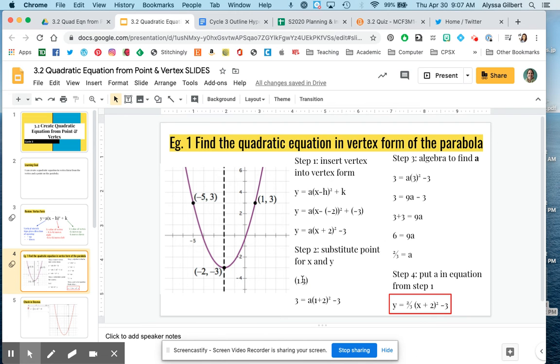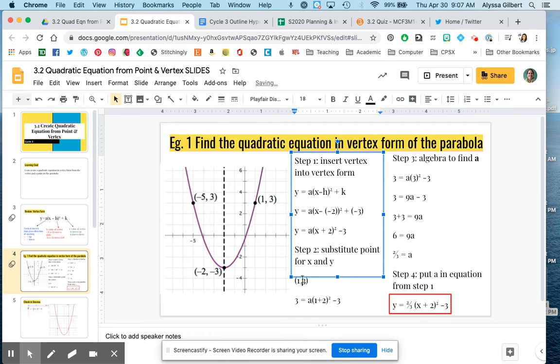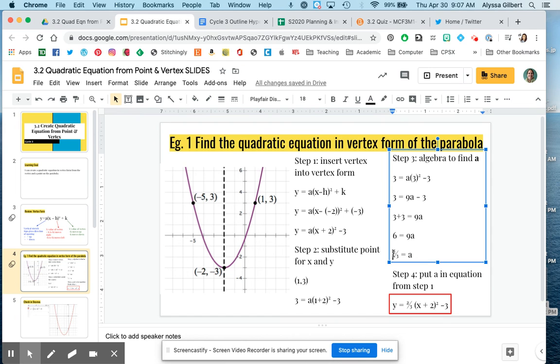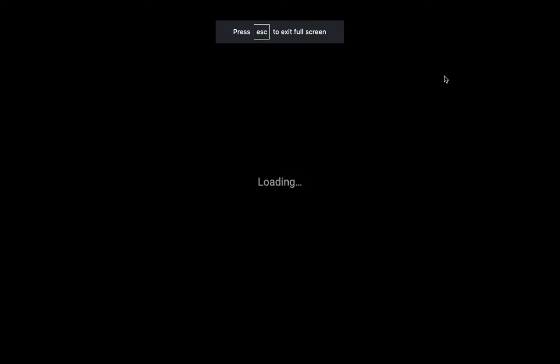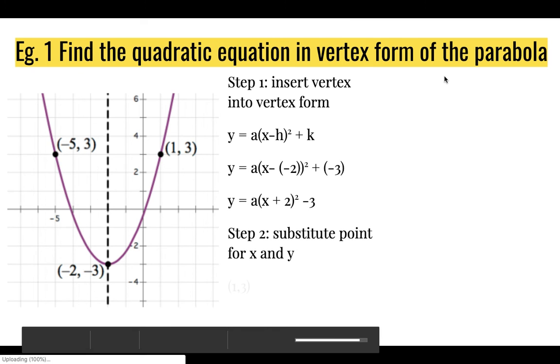I'm going to do a couple things here just so you see that step. 6 over 9 equals 2/3, which equals a. That way you can see where that comes from. Just going to go back in here and go through all that again.